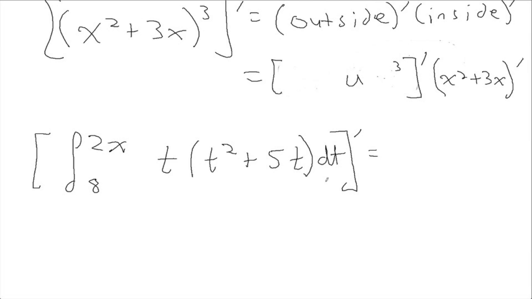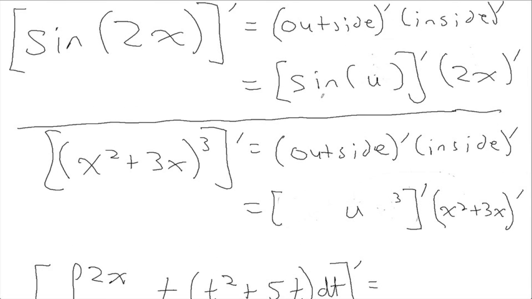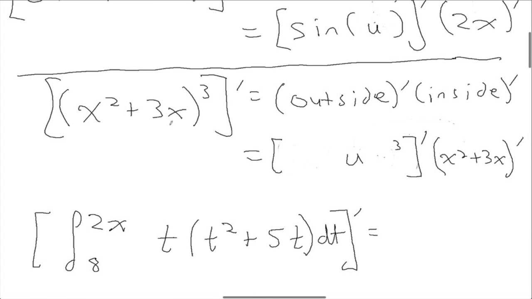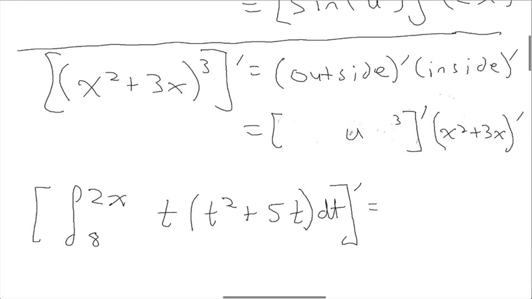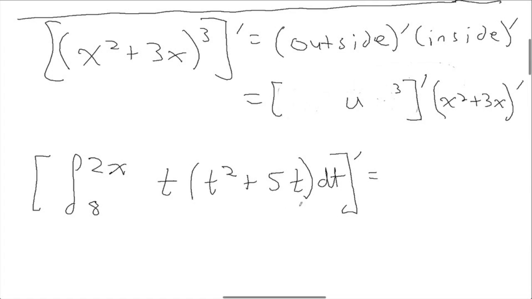The answer is no, because the analogy here is you can only apply the simple rule for taking the derivative of a sine when the sine is being taken for a single variable all by itself. You can only apply the simple rule for taking the derivative of a power function when the base is a single variable all by itself. And you can only apply the simple rule for taking the derivative of a definite integral when the limit of integration is a single variable all by itself.